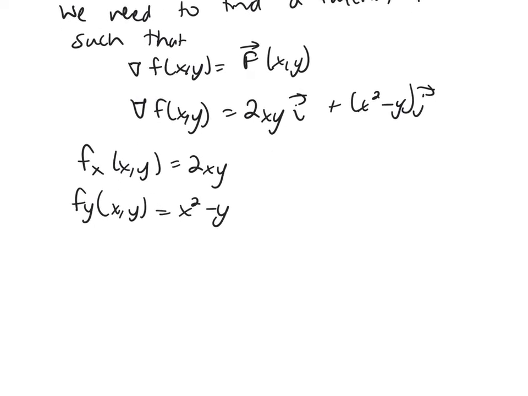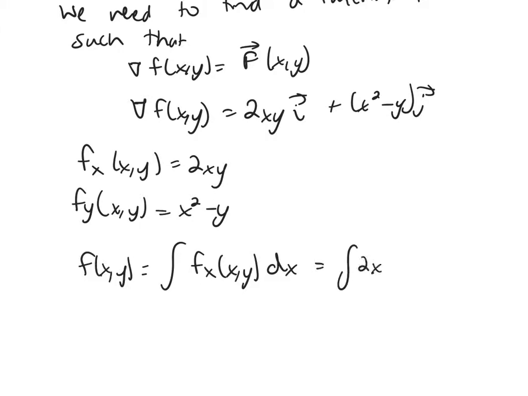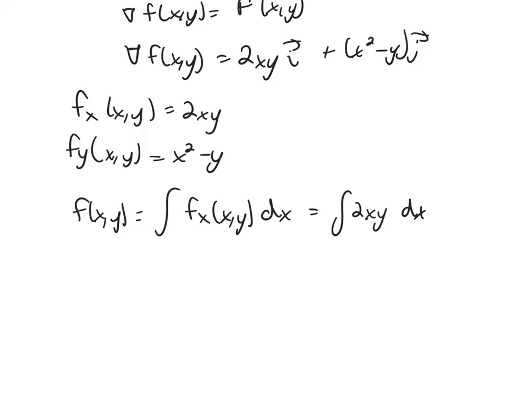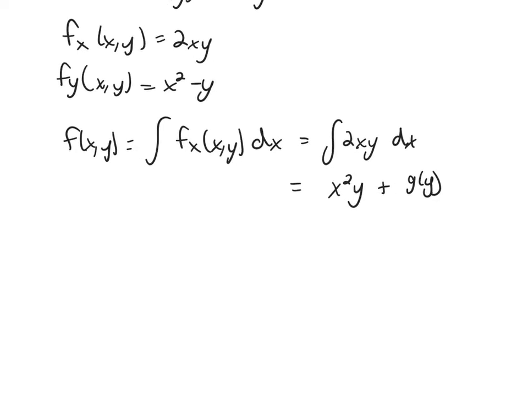Now, to find f of xy, we can integrate our partial derivative with respect to x, in terms of x. So I'm integrating 2xy dx. Here I'm getting x squared y plus a constant, but it's really more than that. It's some kind of function of y, because y is a constant when you're integrating in terms of x.